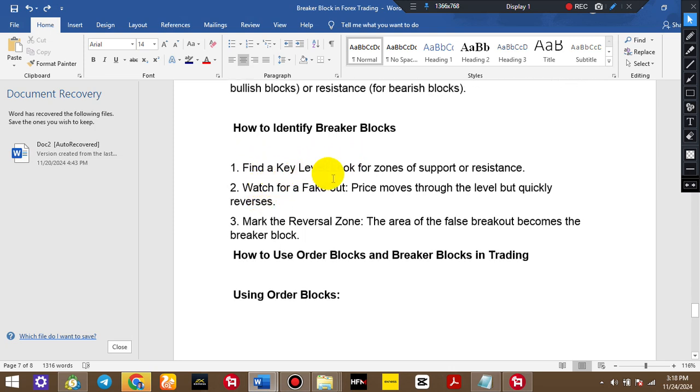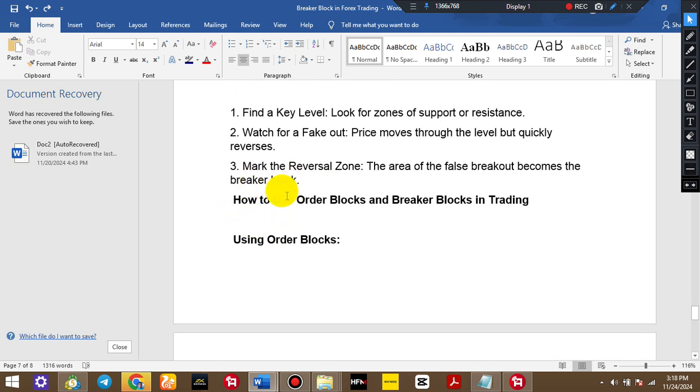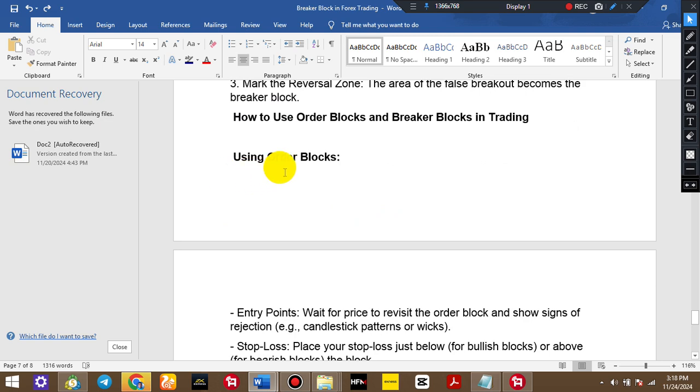Find a key level, look for zones of support or resistance, watch for a fake out. Price moves through the level but quickly reverses, right? Mark the reversal zone. The area of the first breakout becomes the breaker block. So that is what this third part is saying. How to use order block and breaker block in trading. Using order blocks.